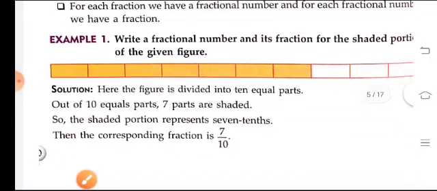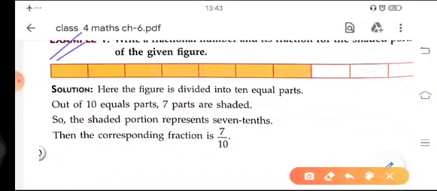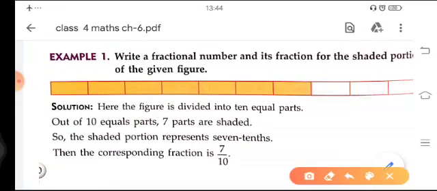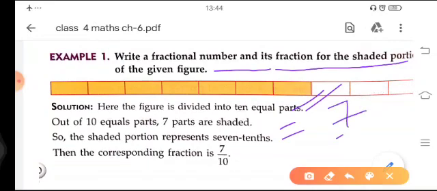So if you see this example, in this example we have to write a fractional number and its fraction for the shaded portion. So we can see that this figure is divided into 10 equal parts and the shaded portions are 7. So what will be the fraction? 7/10, and we can write it 7/10. Okay, tenths means 10 parts and 7 means 7 shaded parts. So that is also very simple.